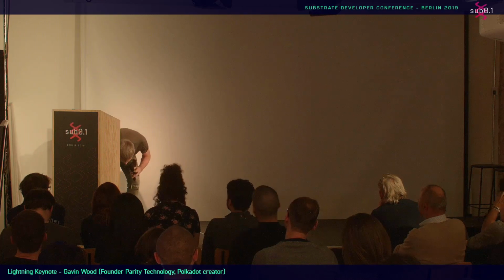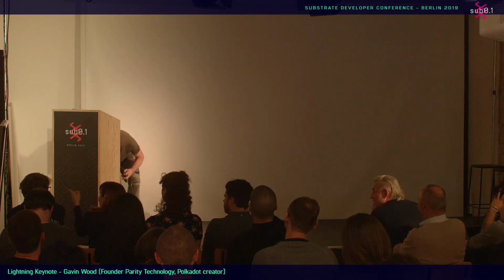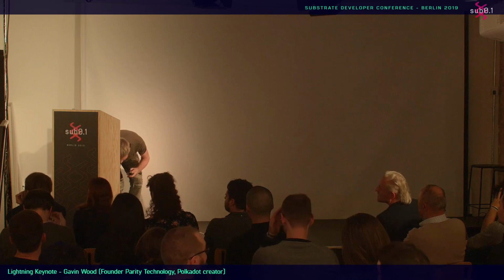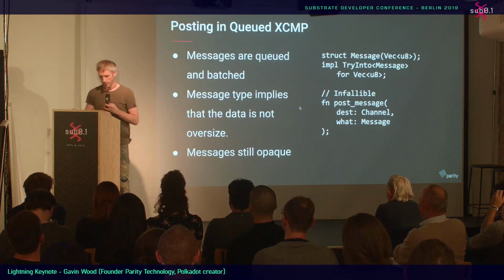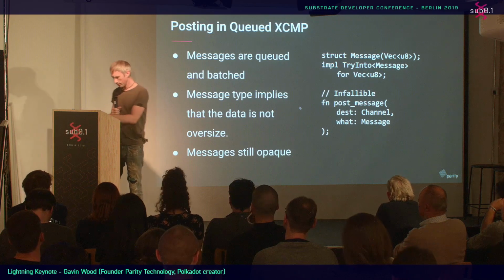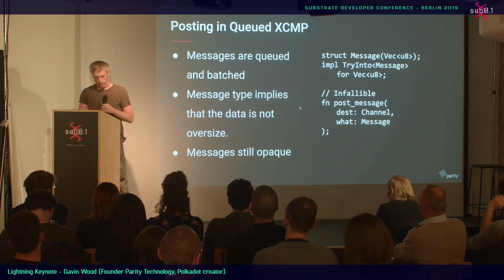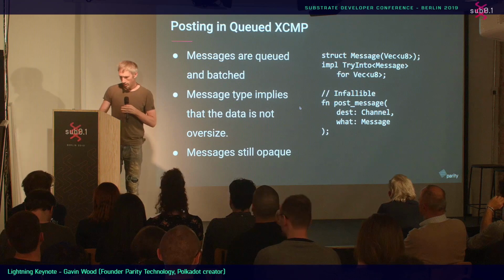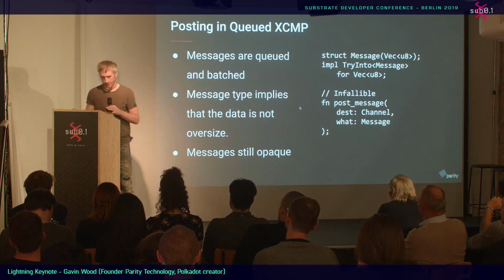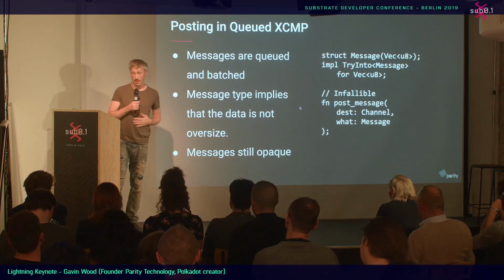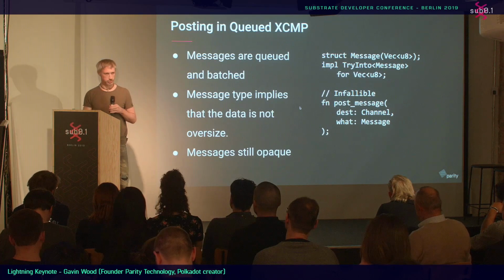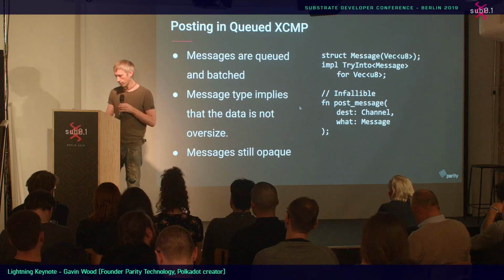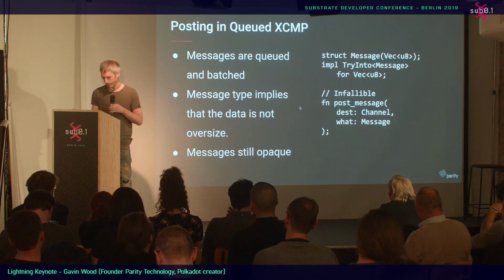Yeah, so the idea is you can give it this blob, this vec of U8, and as long as it's the right size, then it'll give you this message back. But the messages, as I said, are still very much opaque. It's up to the code in the parachain to work out what format these messages are in.